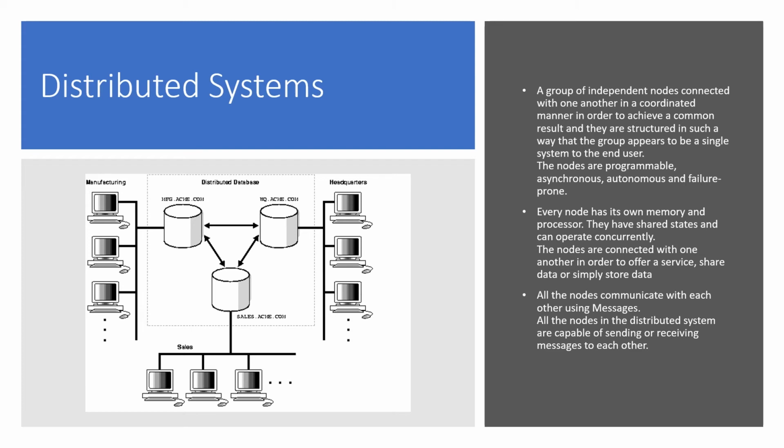The nodes are programmable, asynchronous, autonomous, and failure prone. Every node has its own memory and processor. They have shared state and can operate concurrently. The nodes are connected with one another in order to offer a service, share data, or simply store data. Example, blockchain. All the nodes communicate with each other using messages. All the nodes in the distributed system are capable of sending or receiving messages to each other.